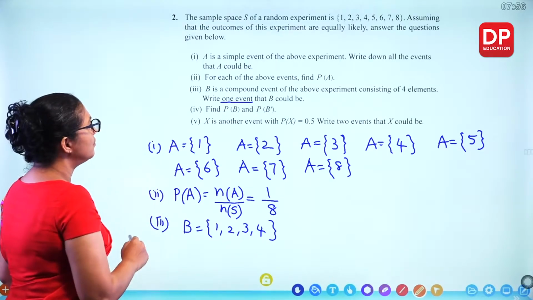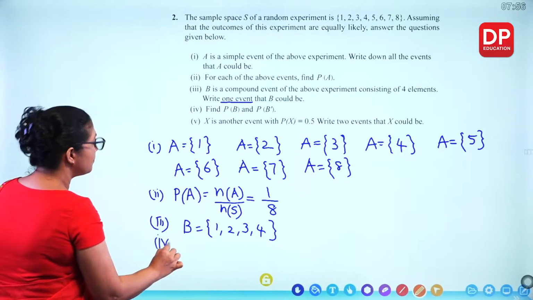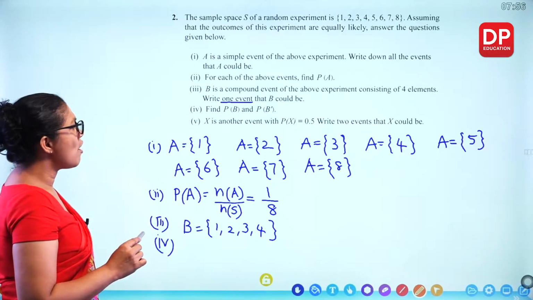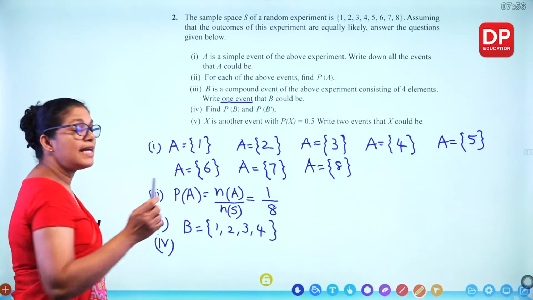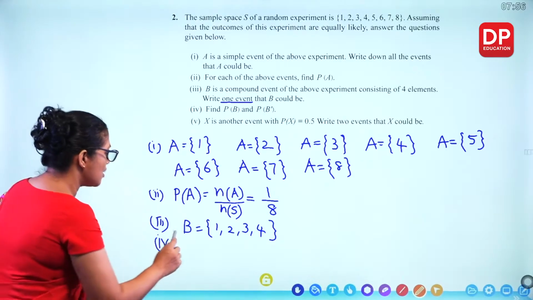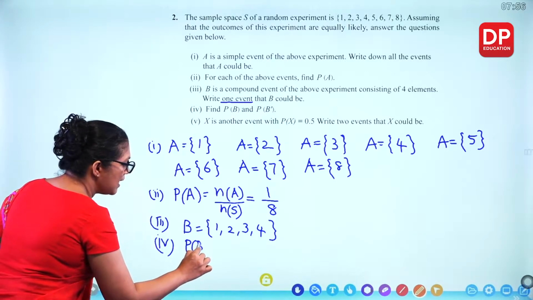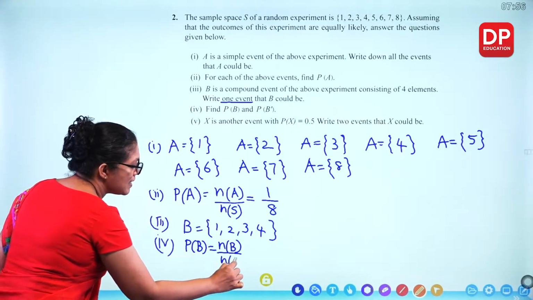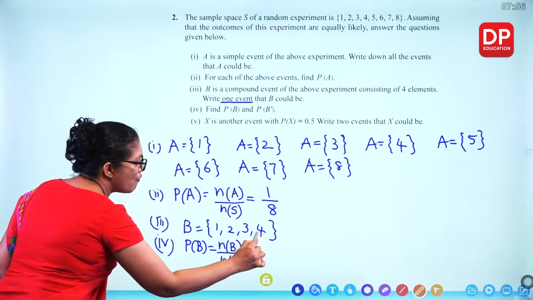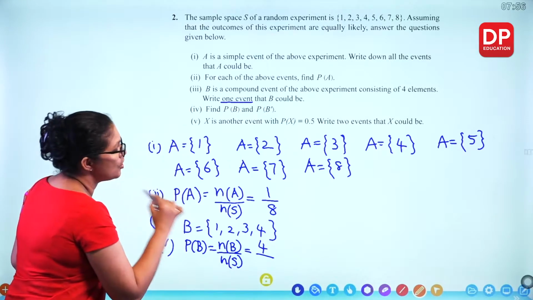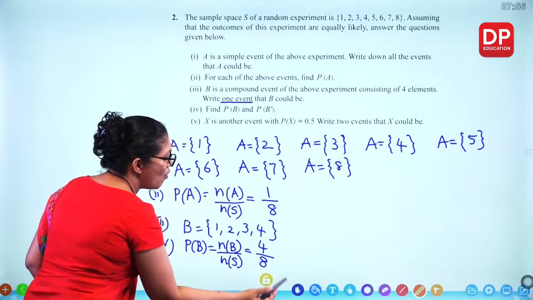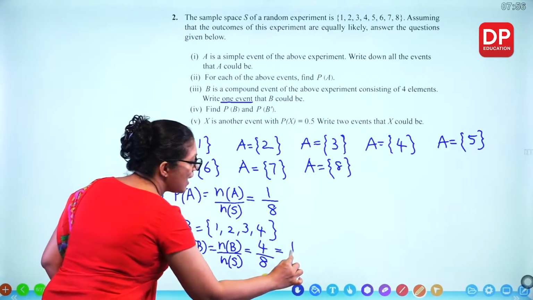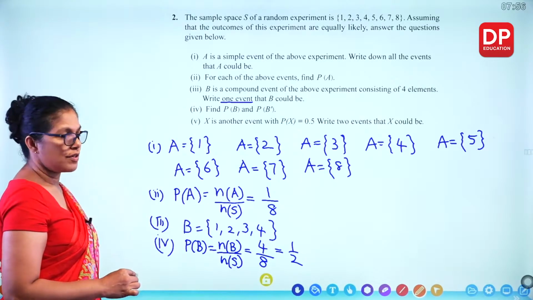Now part 4. Find the probability of B. Now we know B has 4 elements. So what's the probability of B? Number of elements in B over number of elements in the sample space. 4 over, altogether 8 numbers are there. 4 over 8, or you can simplify and write down half.